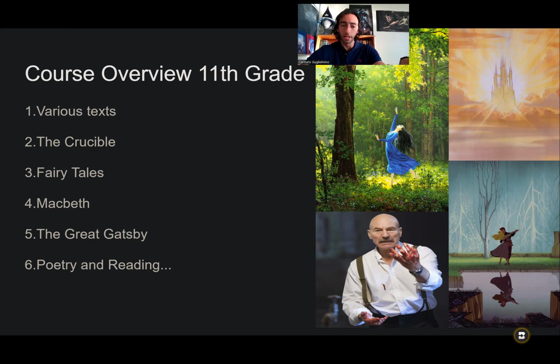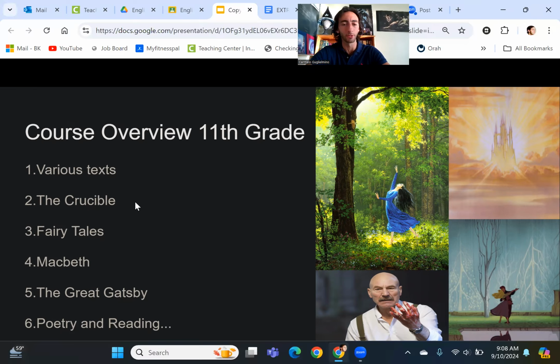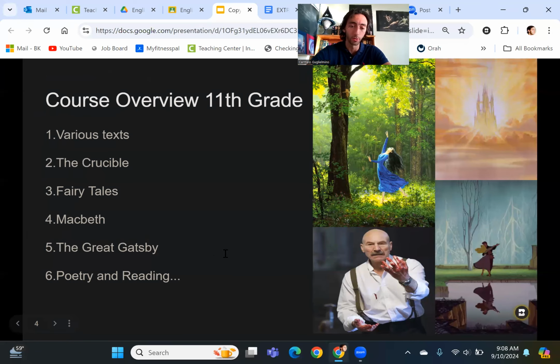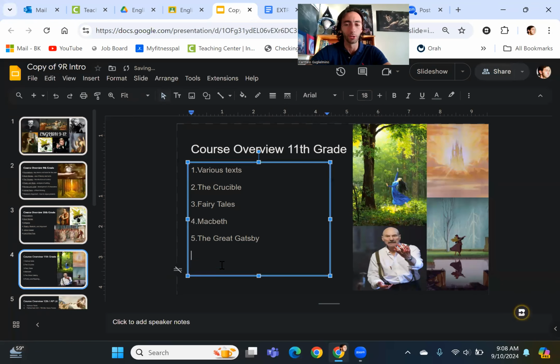Then we do our major novel for the year, which is The Great Gatsby. It's one of those standard readings for high school. And then we're going to end with, it's not really poetry and reading. I don't know why that's there. That really should be independent reading is what that's there for. But again, that's not really a whole unit. So I don't know what I was thinking there.